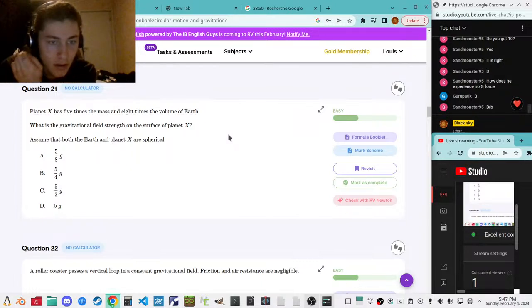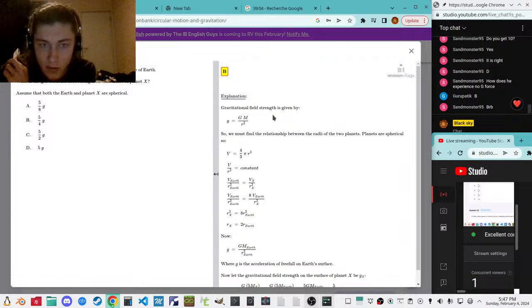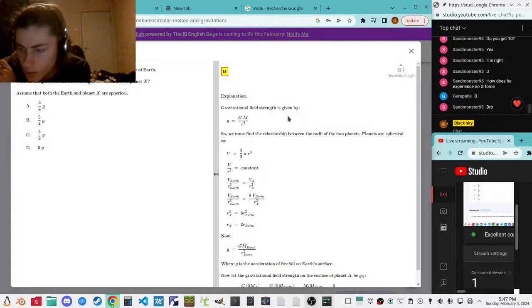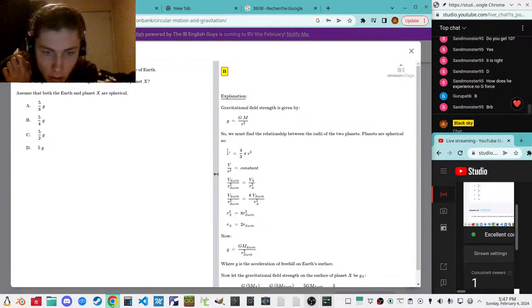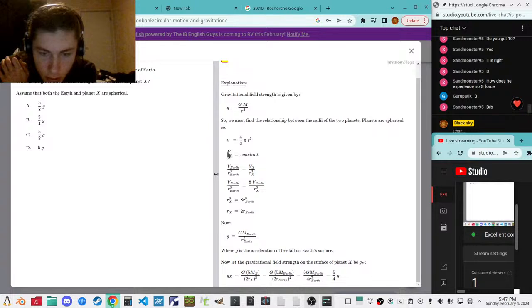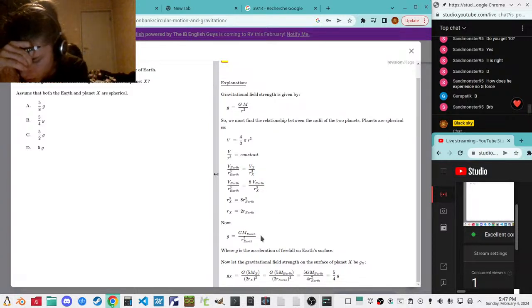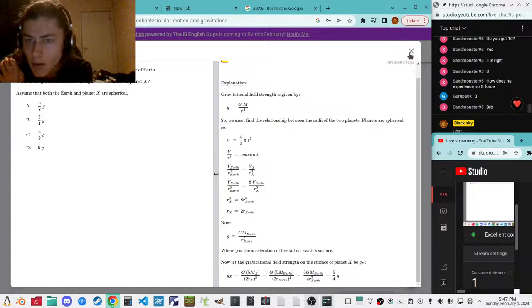Why isn't it? Has 8 times the volume. Shouldn't it have? No, that's square root 3, 2. So C. Did the wrong way around. I swear to God. Where did you get this from? Oh, it's R squared. God damn it.